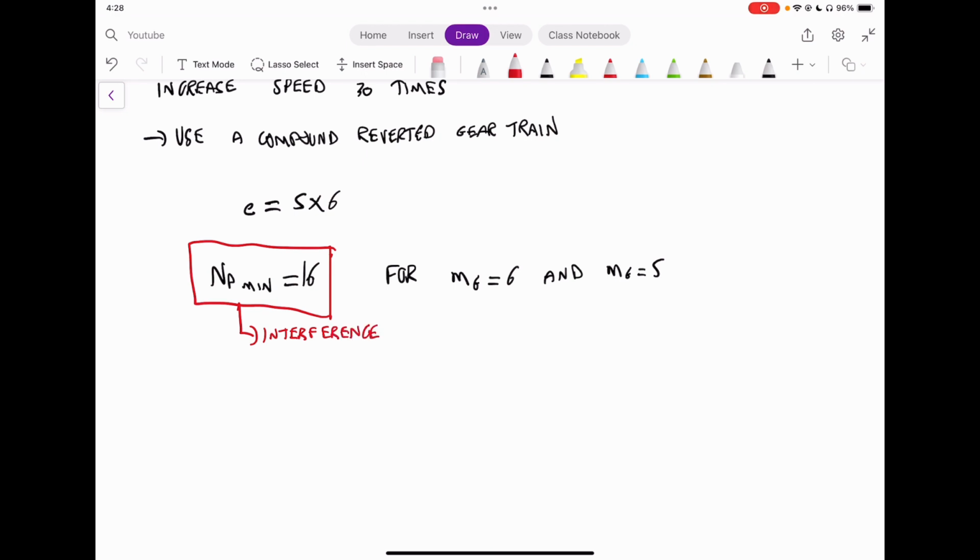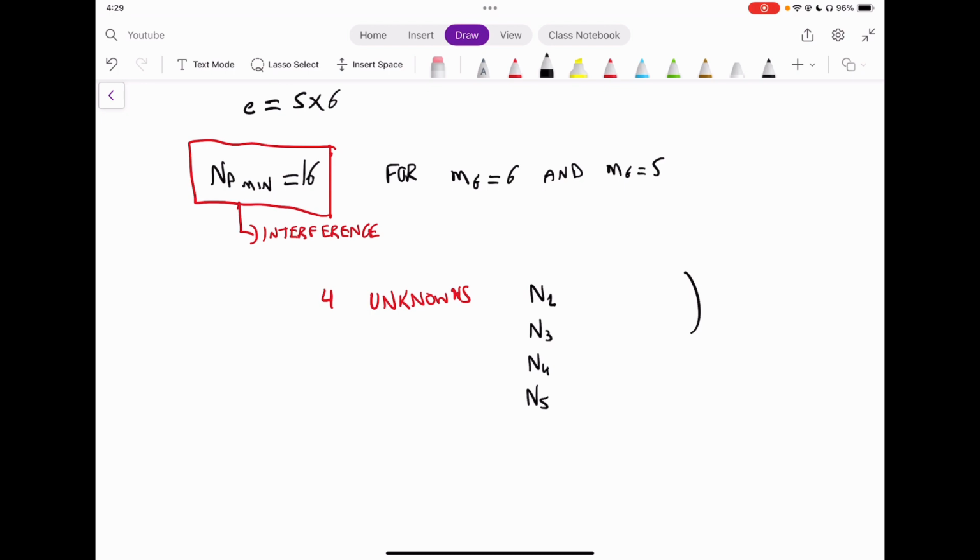And based on that, we can say that we essentially have 4 unknowns. And we have a certain set of parameters that we need to satisfy. And the 4 unknowns are N2, N3, N4, and N5. And one of the things that we know is that N2 and N3 are going to have an mg of 6. We're going to keep the same as our previous example problem. And N4 and N5 have an mg of 5. So mg being the gear ratio. So it's the number of teeth in the gear over the number of teeth in the pinion.